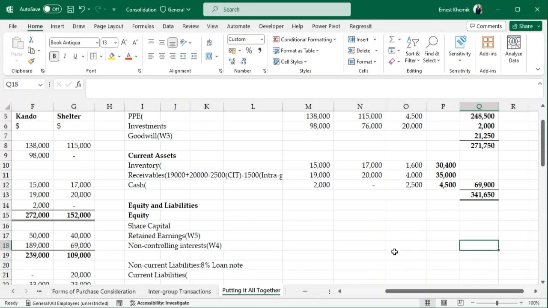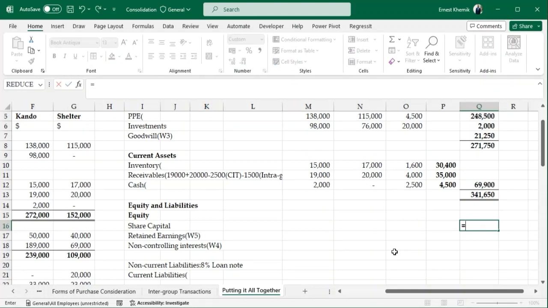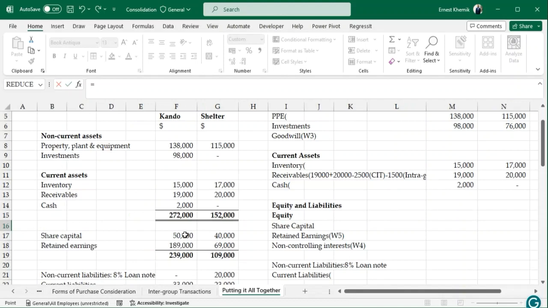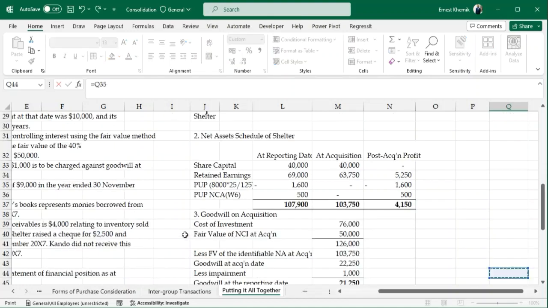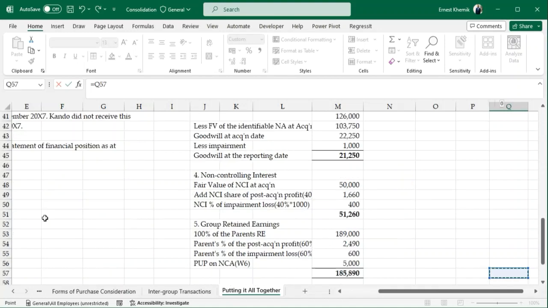Now we go to the equity and liabilities. For the share capital, it is going to be the share capital of the parent only, as I said in my previous video, of the parent only, and then also the retained earnings, which we have calculated in workings 5. So I'll go there and pick my retained earnings figure here.